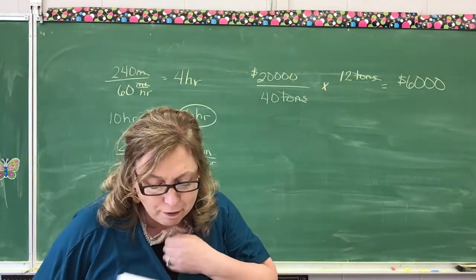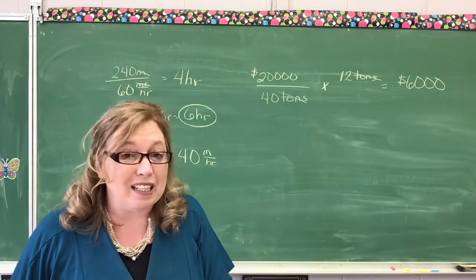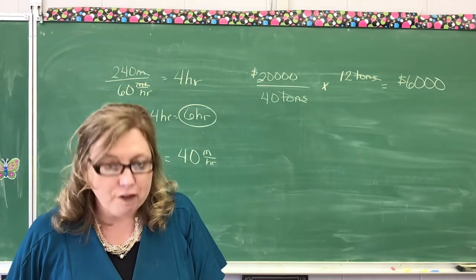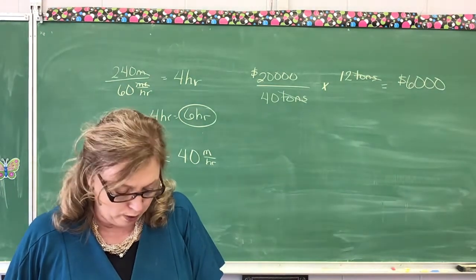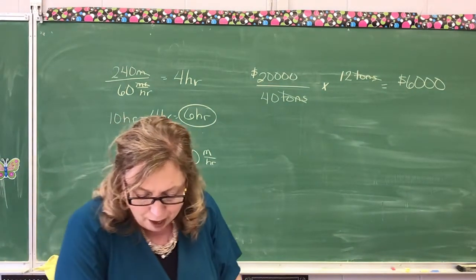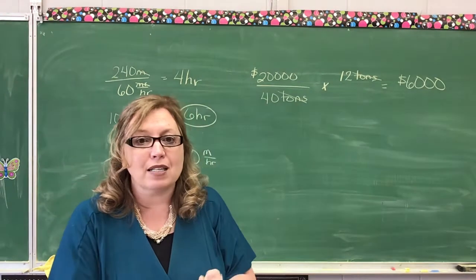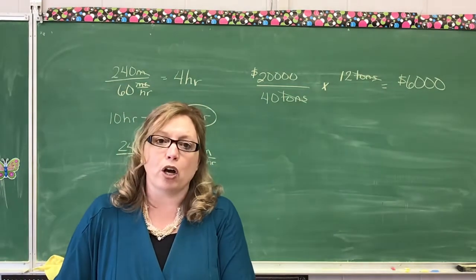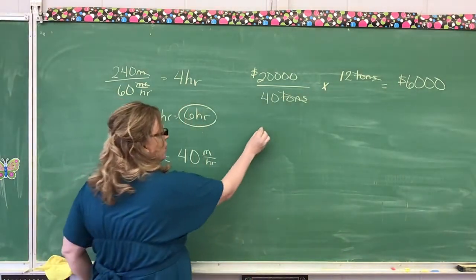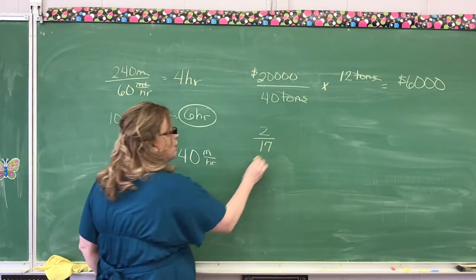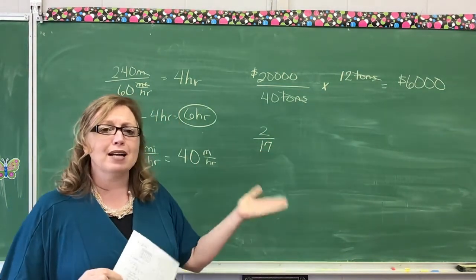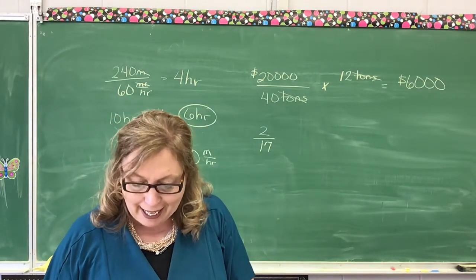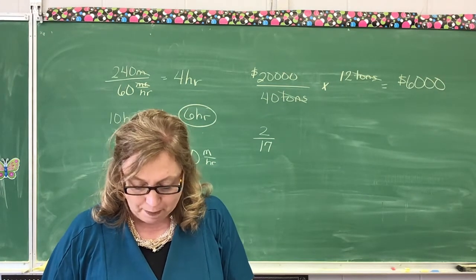The ratio of screaming fans in the box seats to the fans in the bleachers was 2 to 17. If 68,000 were screaming on the bleachers, how many were screaming fans in the box seats? Okay, so let's look at that. First, let's make our ratio. What's the ratio? It's 2 to 17. Okay, so our screaming fans, they're seated box seats to bleachers. Okay, then it tells us that we have 68,000 screaming fans in the bleachers.